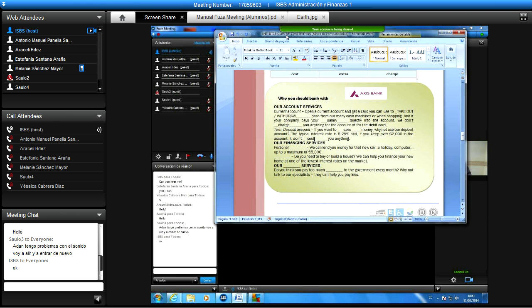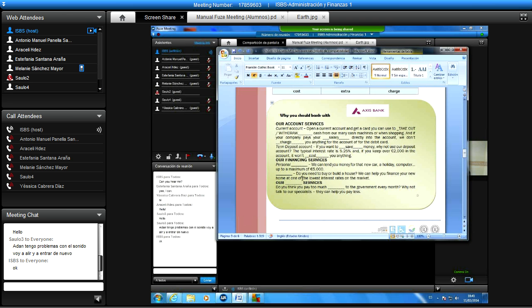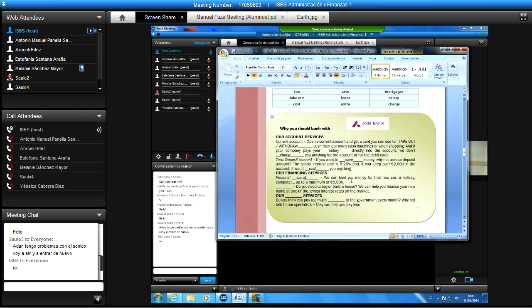In the second section, financing services. Personal loans, okay, a personal loan. We can lend you money for that new car, a holiday, computer, etc., up to a maximum of 5,000 euros. So that's one service. What is the other product that they offer?